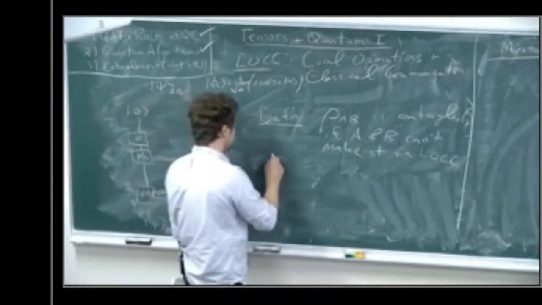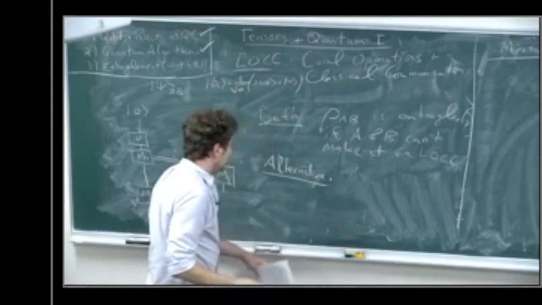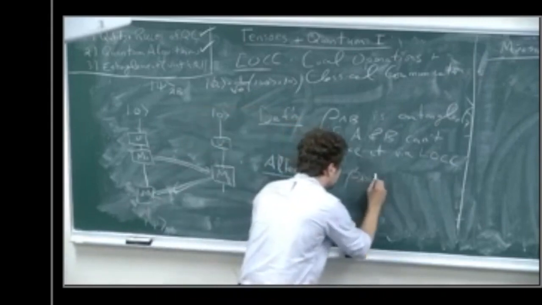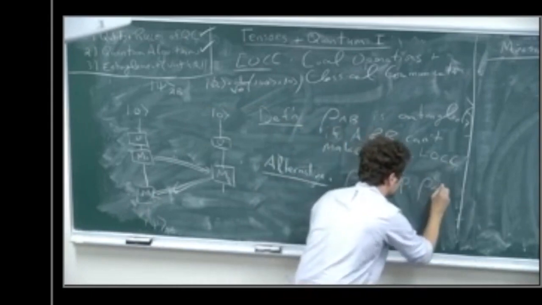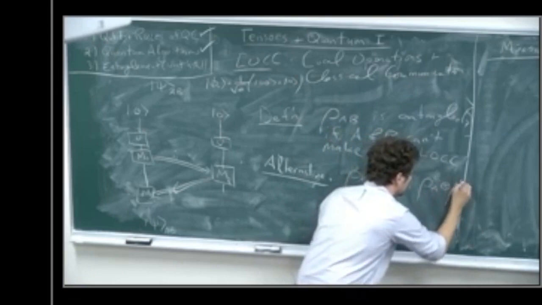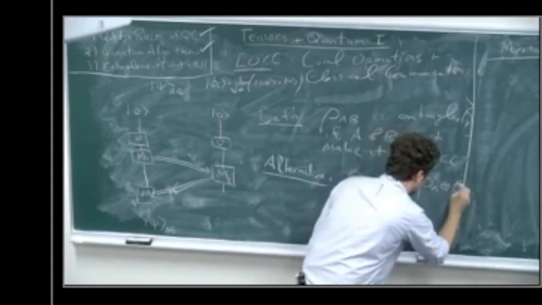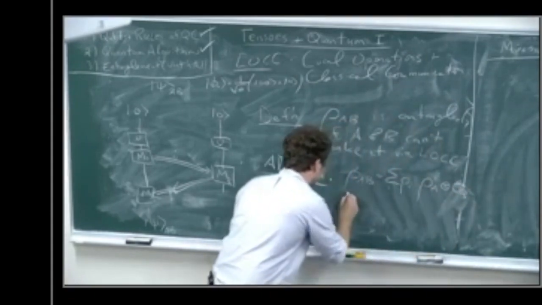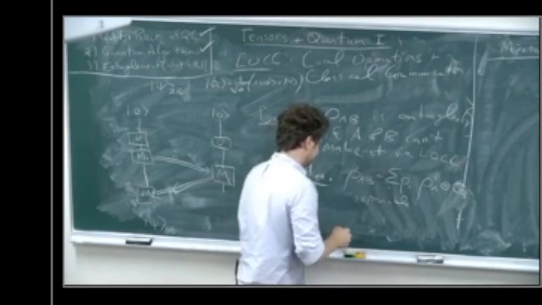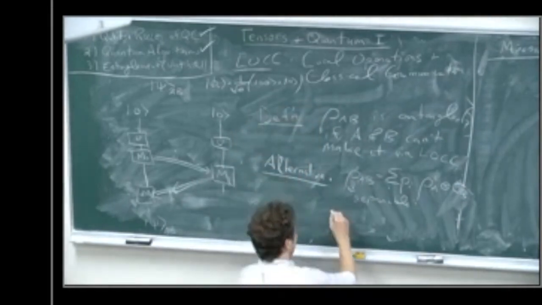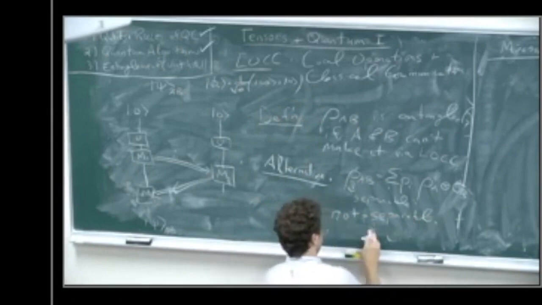There's an alternative characterization. We say if rho AB can be written as a convex combination of product states, so tensor product states like this, well, maybe I'll call that sigma, then we say it's separable. And if you can't, if it's not separable, then it's entangled.